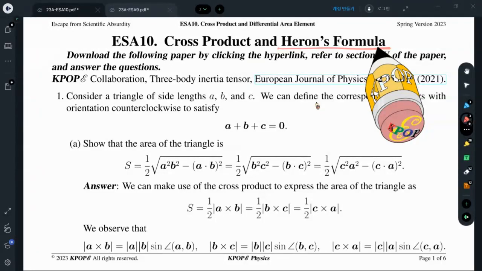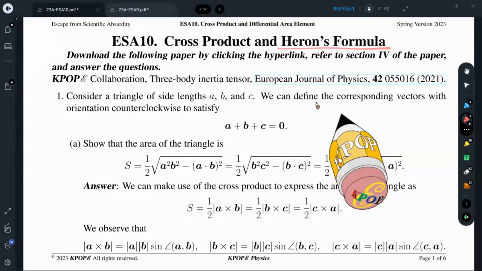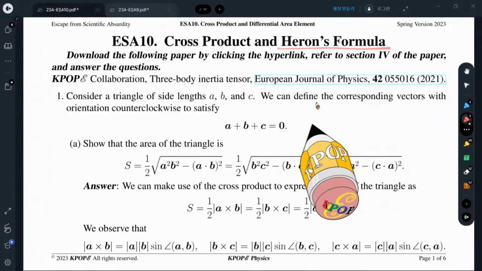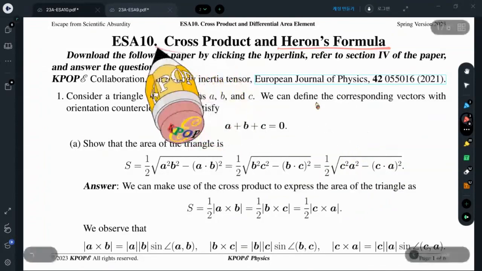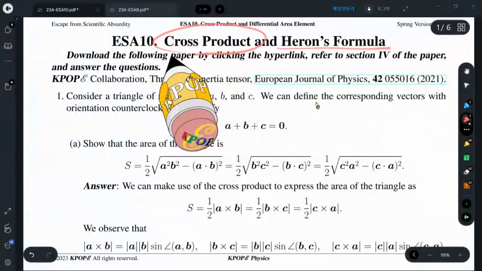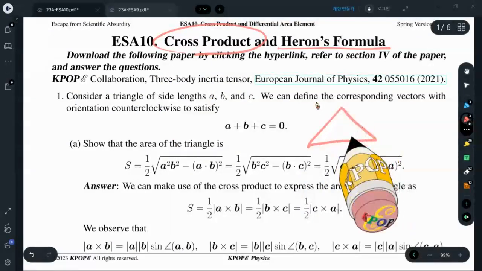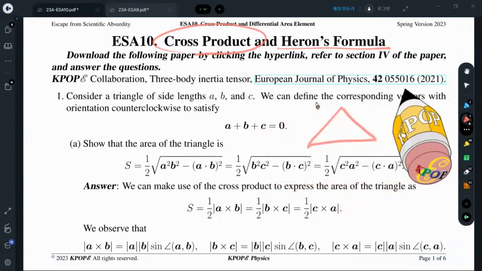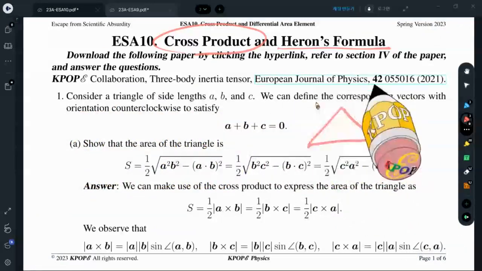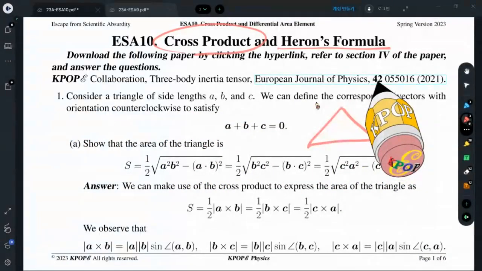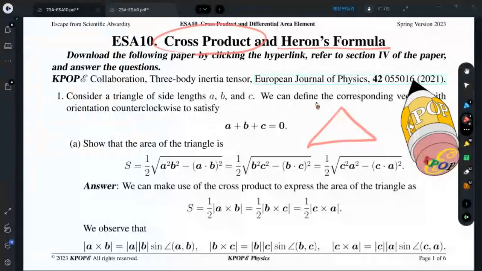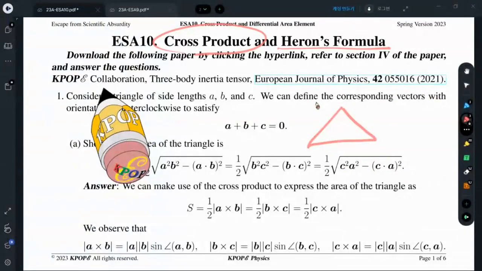We are now considering a triangle. And when we learn triangle or parallelogram, cross product is a very nice tool to deal with the area, to compute the area. First, let us introduce a triangle. I'd like to introduce one of our K-pop papers. It is a very, very interesting paper. You can freely download this paper from the European Journal of Physics.